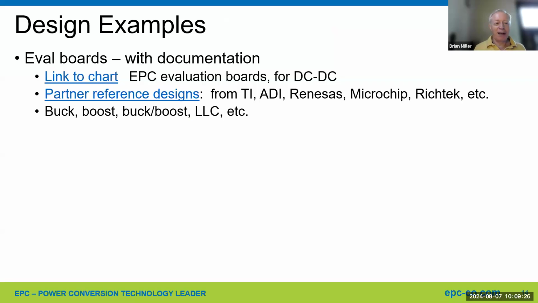One is design examples. And these really help with things like layout and schematic and so forth. So evaluation boards come with documentation. Here's a link to a chart of EPC evaluation boards for DC-DC. What's also nice is there have been several companies such as TI, ADI, Renesas, Microchip, Richtek, and others that have partner reference designs too, which we list at the EPC website.